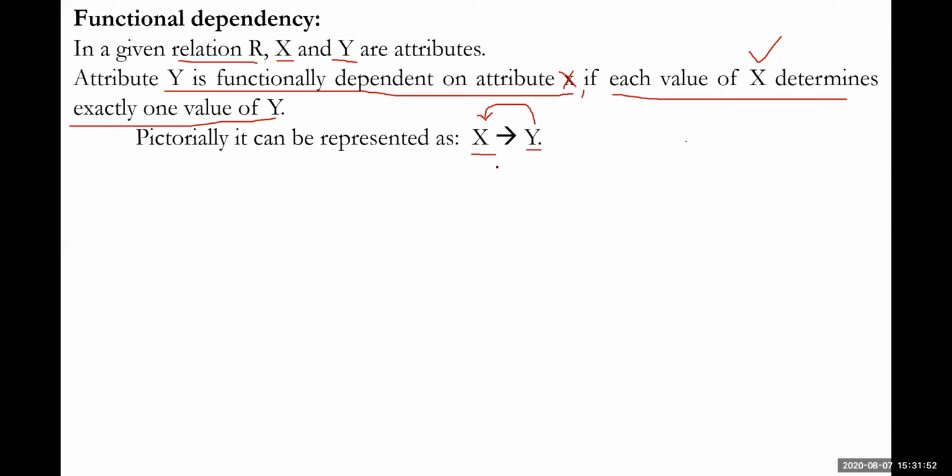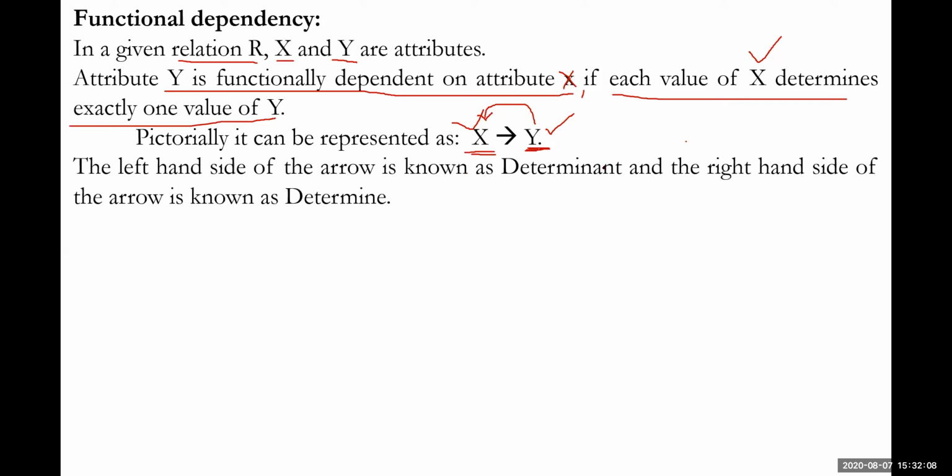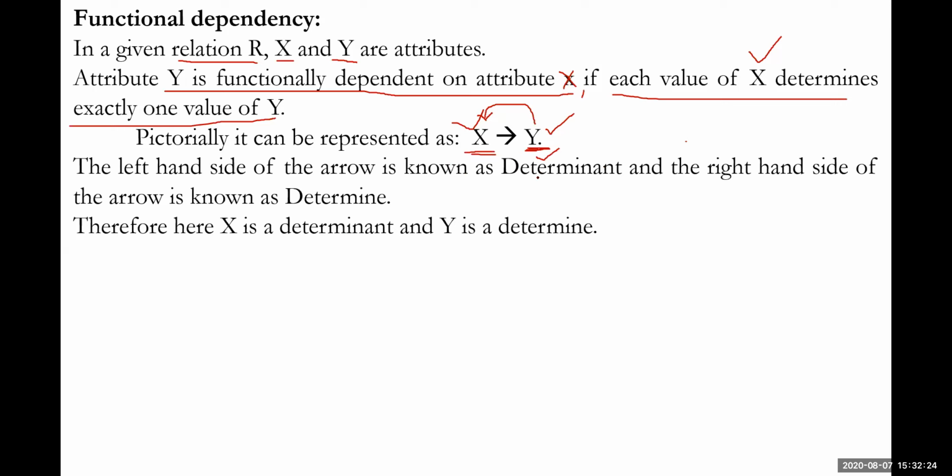The left hand side is called the determinant, and the right hand side is called the determined. Based on the value of X, you can determine the value of Y. That is why it is called functional dependency. Look at this, you can read it, I'll keep this slide for you for a while. The X value determines exactly one value of Y. So X is called the determinant and Y is called the determined. Please remember these two words, because they are very important when we talk about fourth normal form, 4NF.